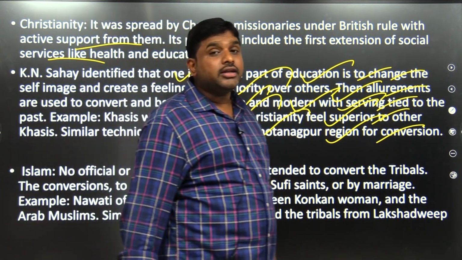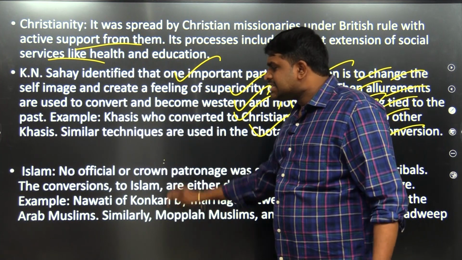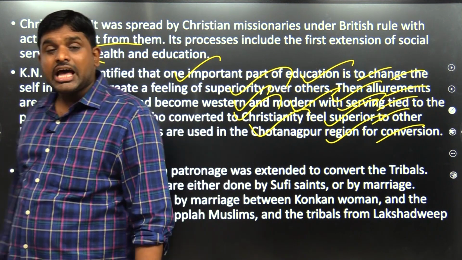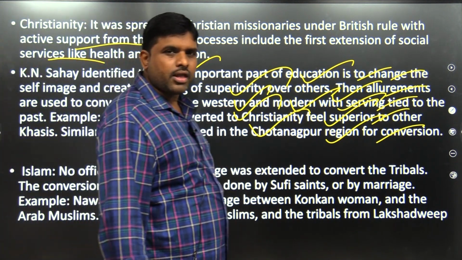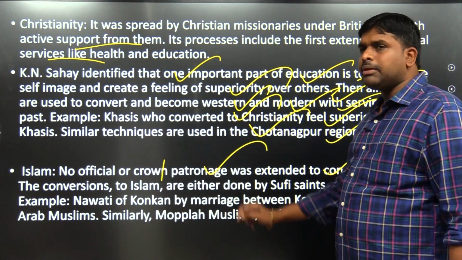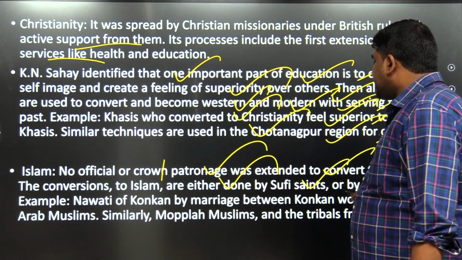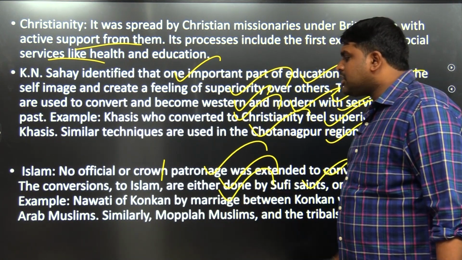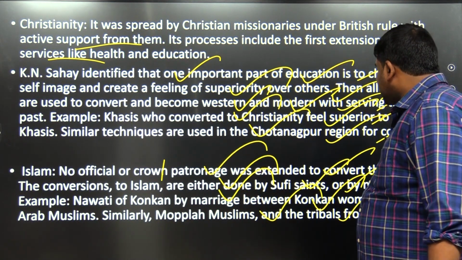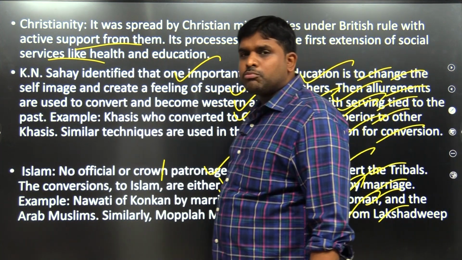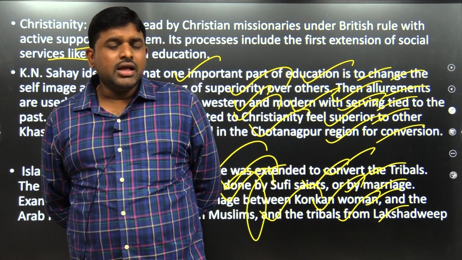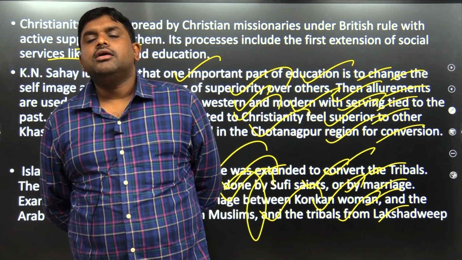Who studied this? It was studied by K.N. Sahai. Islam also: why could Islam not influence the tribal people? Because of the absence of patronage. No official or crown patronage was extended to convert the tribals. The conversions to Islam were done either by Sufis or by marriage. The Navayats of Konkan came through marriage between Konkan women and Arab Muslims. Similarly, the Moplas, and some tribal communities of the Konkan region and Lakshadweep were converted into Islam. So, these are some of the tribal conversions.